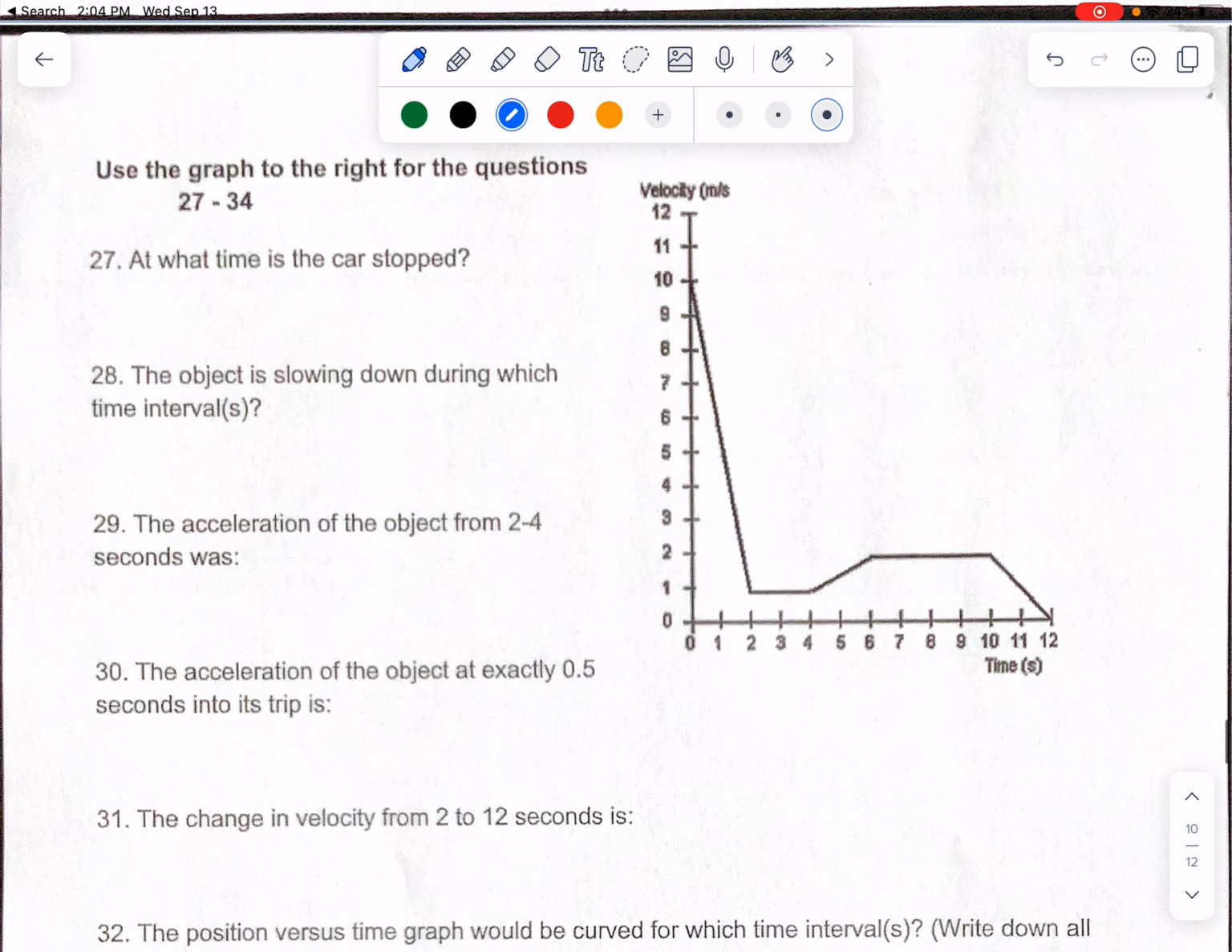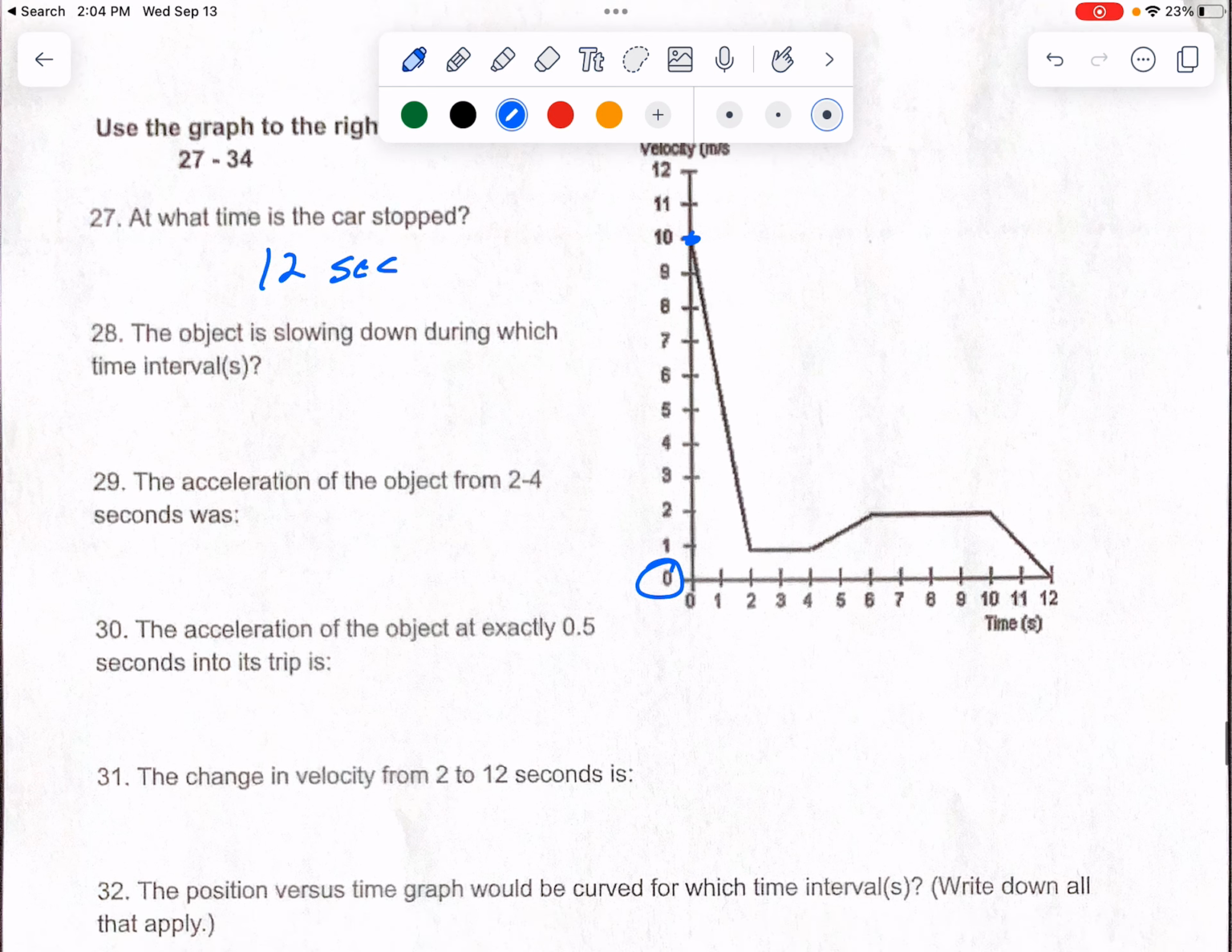Here at 27, what time is the car stopped? So pay attention to your velocity at 0. It's not stopped in the beginning. It's actually the fastest it's going is right there at the beginning, and then it starts slowing down. So at 12 seconds, that's when it stops. The object is slowing down during which time interval? So anytime you're going towards 0. If you're going towards 0 like this first part, that's slowing down. So from 0 to 2 and from 10 to 12.